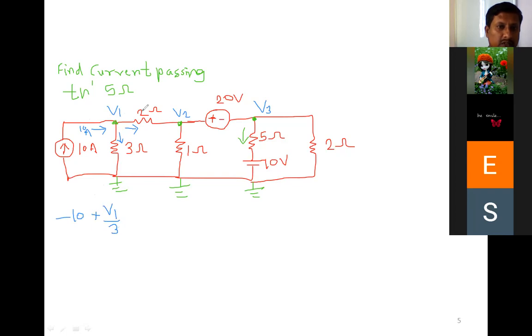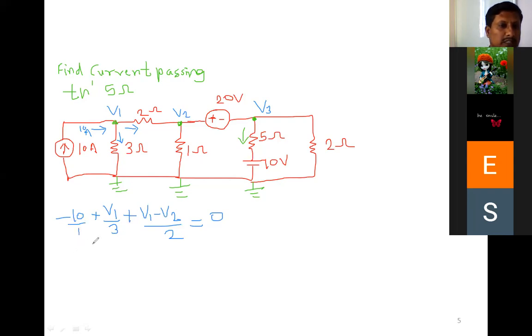Next, V1 minus V2 divided by 2. That is also plus because it is outgoing. V1 minus V2 divided by 2 is equal to 0. Okay. After solving this equation, that is, after making this arrangement, you will get one equation. But here V3 is missing. If V3 is missing, suppose we can solve here.